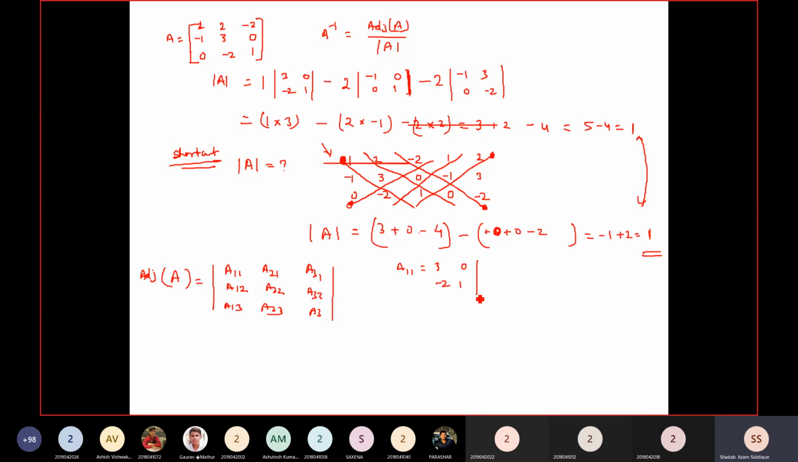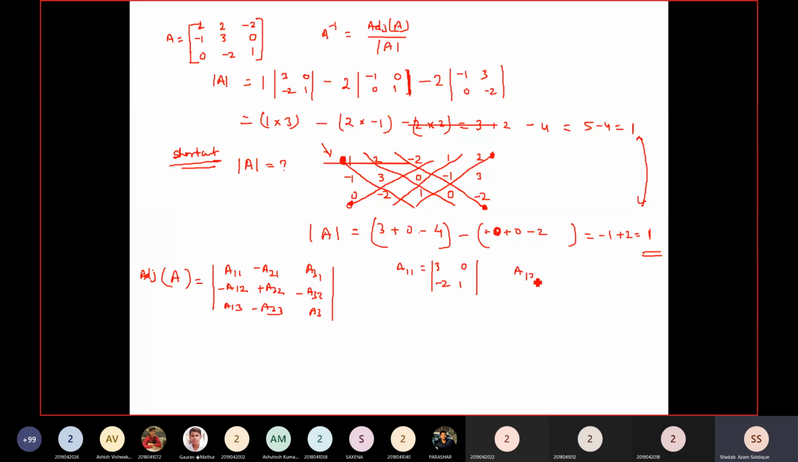And the sign convention is also there. So this is plus sign, this is minus sign, okay. Again this is plus sign. Alternate sign will be there, minus plus minus, because it is multiplied with the matrix which has alternate sign. This is minus and again this is plus. So now A11 is this one.